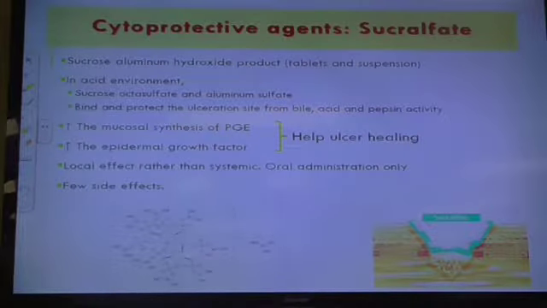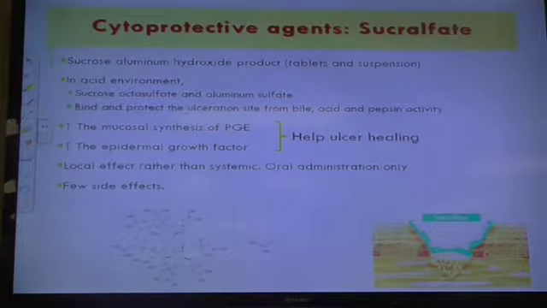Once sucralfate is in the acid environment, it becomes viscous, like a gelatin, forming a layer that protects the GI ulcer. Once it binds to the ulcer, it works like a bandage on the ulcer.